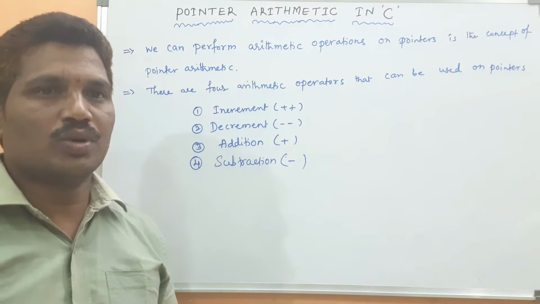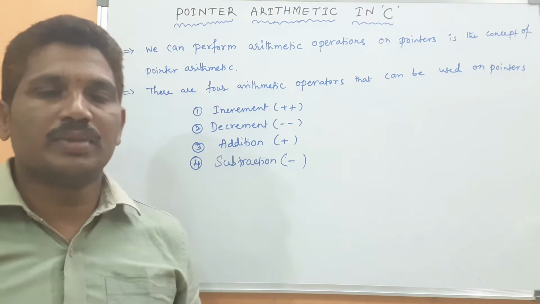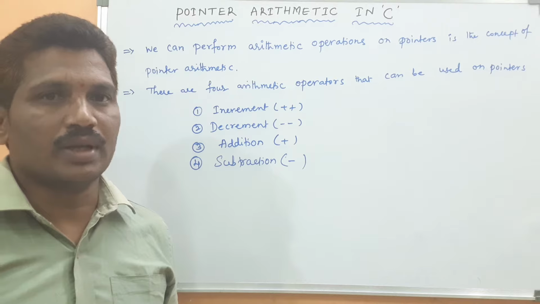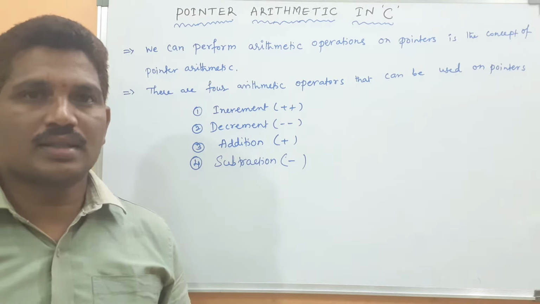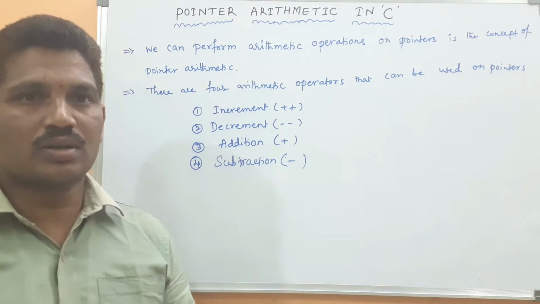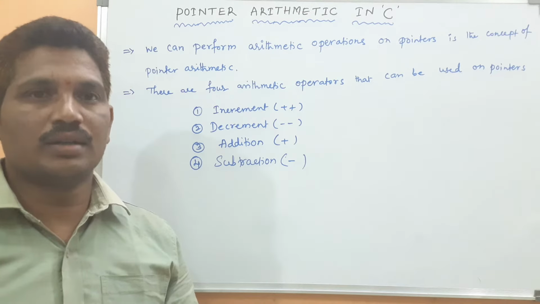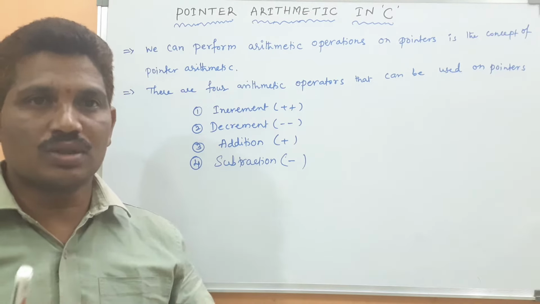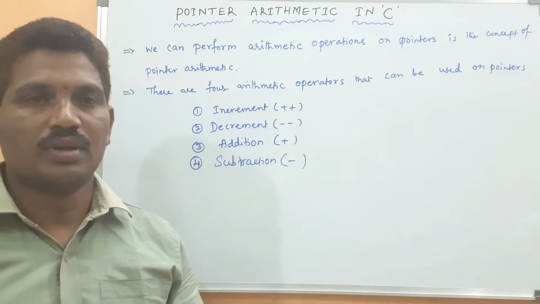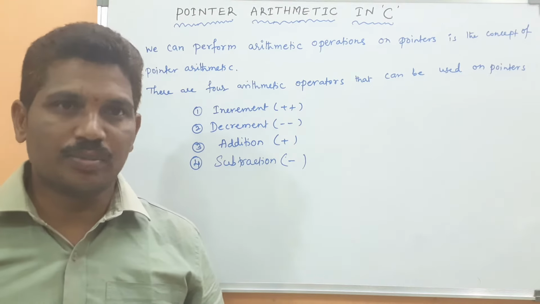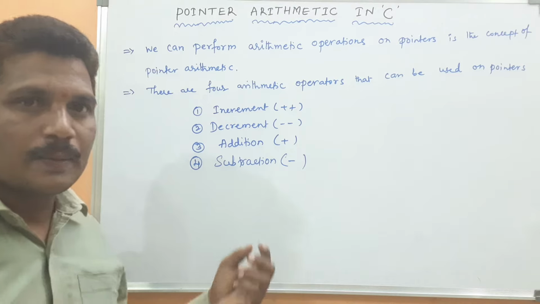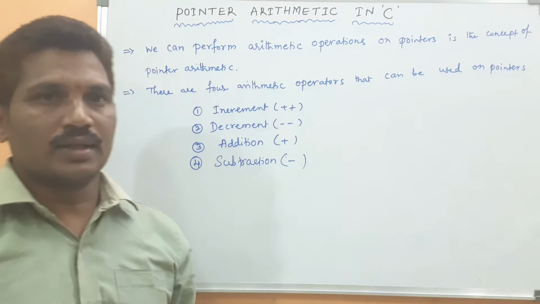I'm going to explain the pointer arithmetic concept in C programming. In the last class I explained the pointer concept, how a pointer can be declared, and how a pointer can store the address of another variable. We have seen that in the previous class. Here, what is meant by pointer arithmetic?